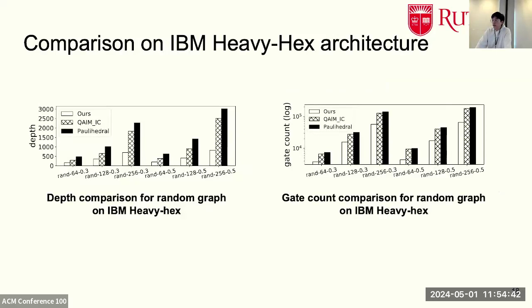For the comparison on the IBM heavy hex architecture, our method has better performance than two baselines, QAIM and polyhedral, on gate count and circuit depth. In these two figures, the x-axis is the benchmarks and the y-axis is depth and gate count. Especially when the size of the input problem graph is large, our advantage is more significant, since our method guarantees the linear upper bound of the circuit depth.